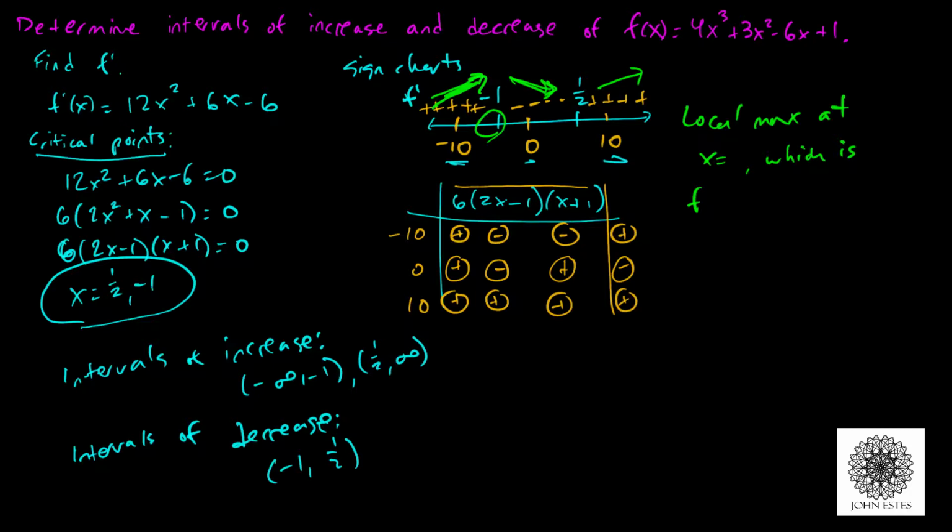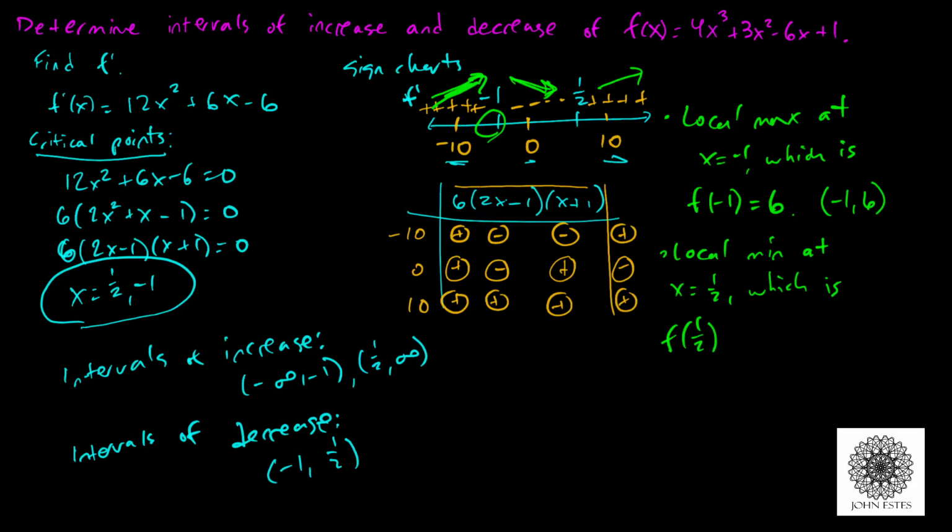which is f of -1, and I've already done this arithmetic. f of -1 is 6. So here I have a local max at the point (-1, 6). Alright, I get that from the first derivative test. The first derivative test also tells me that I have a local min, or minimum, at x equals 1/2, which is the value f of 1/2, which I know to be -3/4. So you have a local min by the first derivative test at (1/2, -3/4).